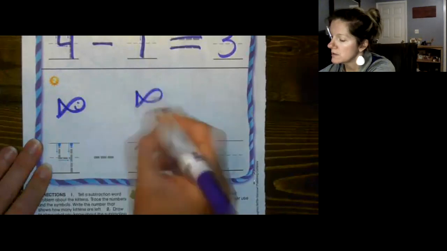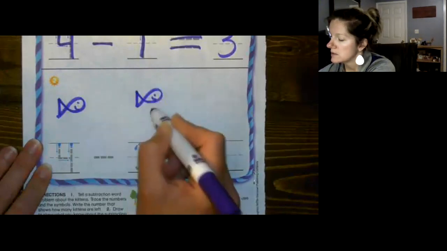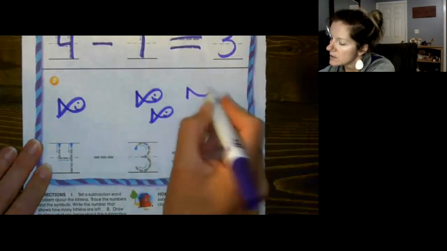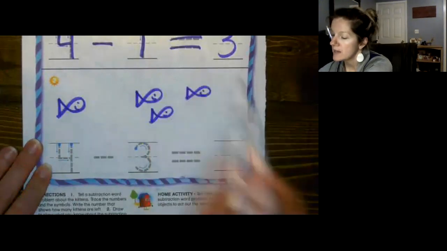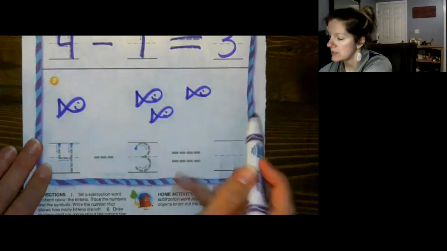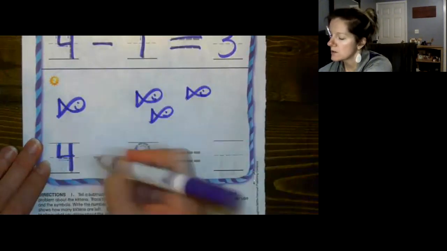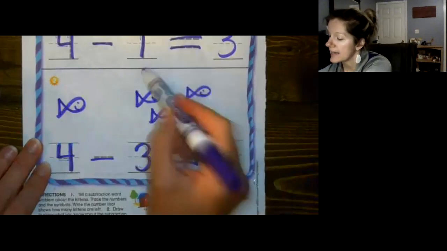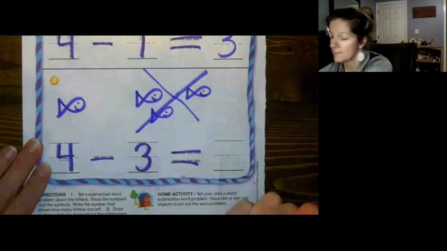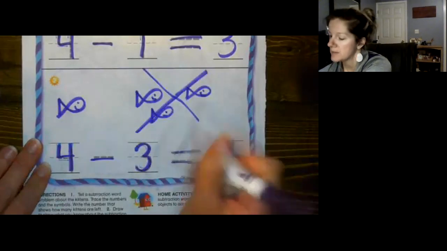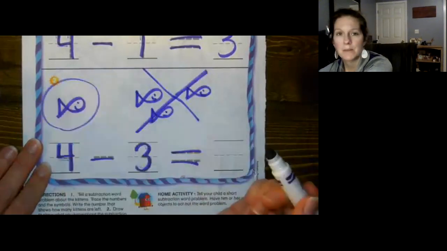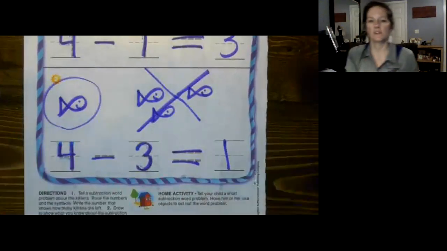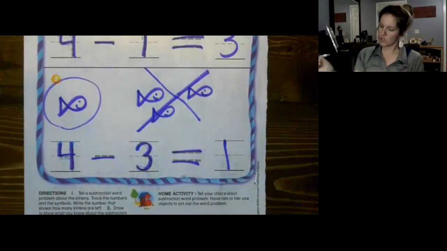So here's my 1 fish, and I'm going to do 3 of them swimming away. Here's 1, 2, 3. All right, so here's my 4 fish, and then 3 of them are swimming away. 4 minus 3 equals. Let's go ahead and draw an X on the ones that are swimming away. There's my 3. How many is left? How many remained? This guy. He's just by himself.